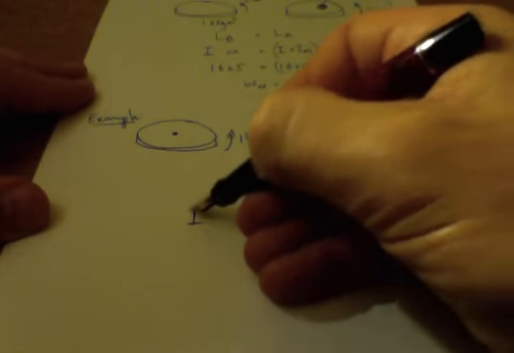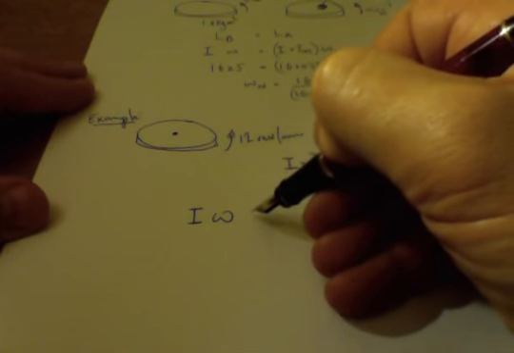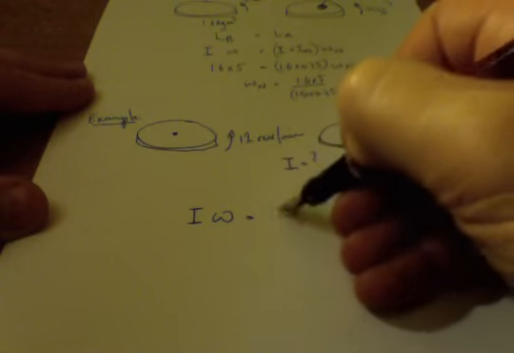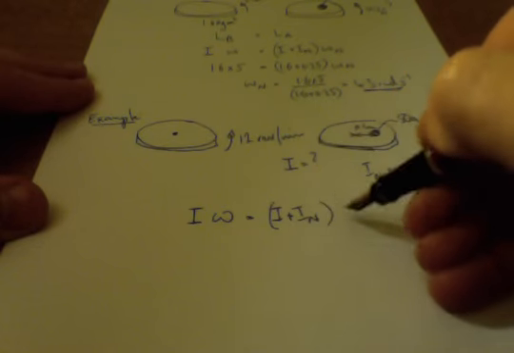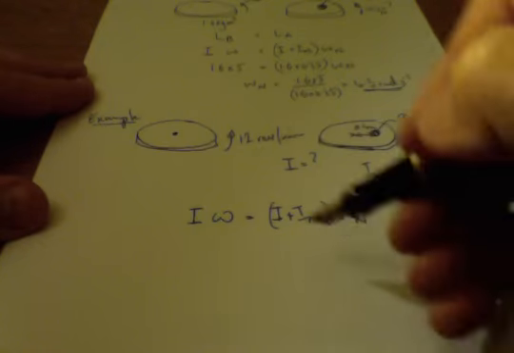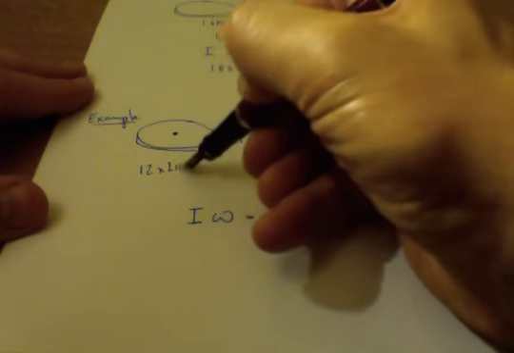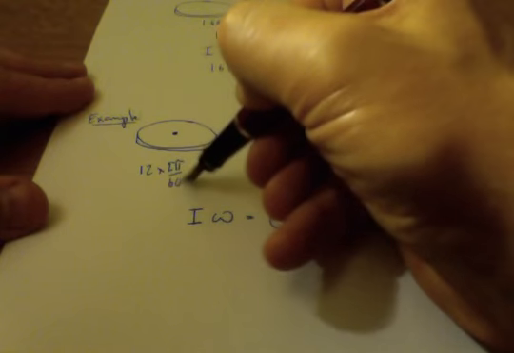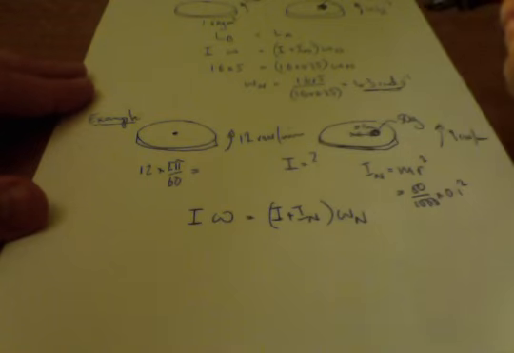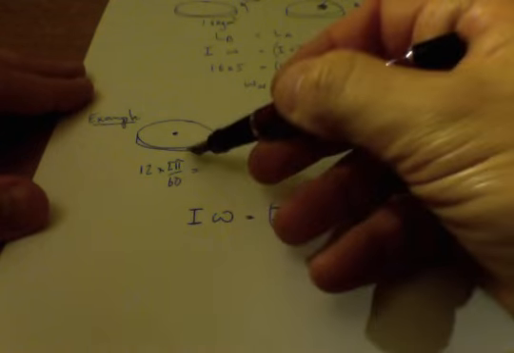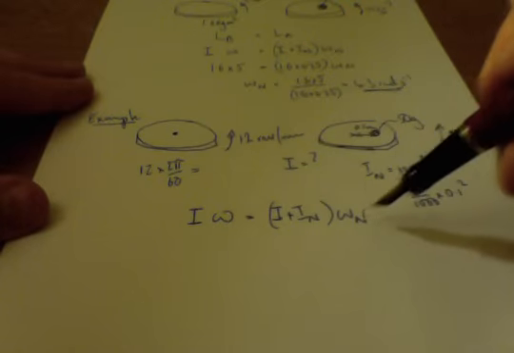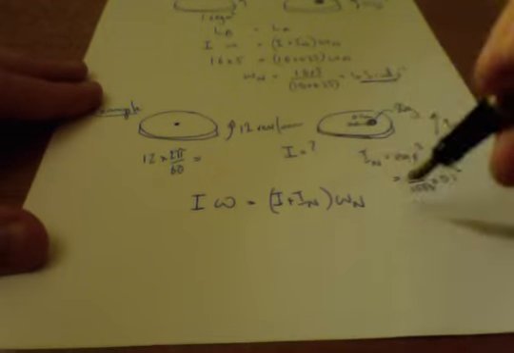Okay, but the same equation does hold true. The moment of inertia times the angular speed equals the new moment of inertia times the new angular speed. 12 revolutions per minute, changed into seconds, gives us the equation. However, because this is going to be constant on both sides, it could drop out, but I'll leave it in. Okay, let's do some rearranging.